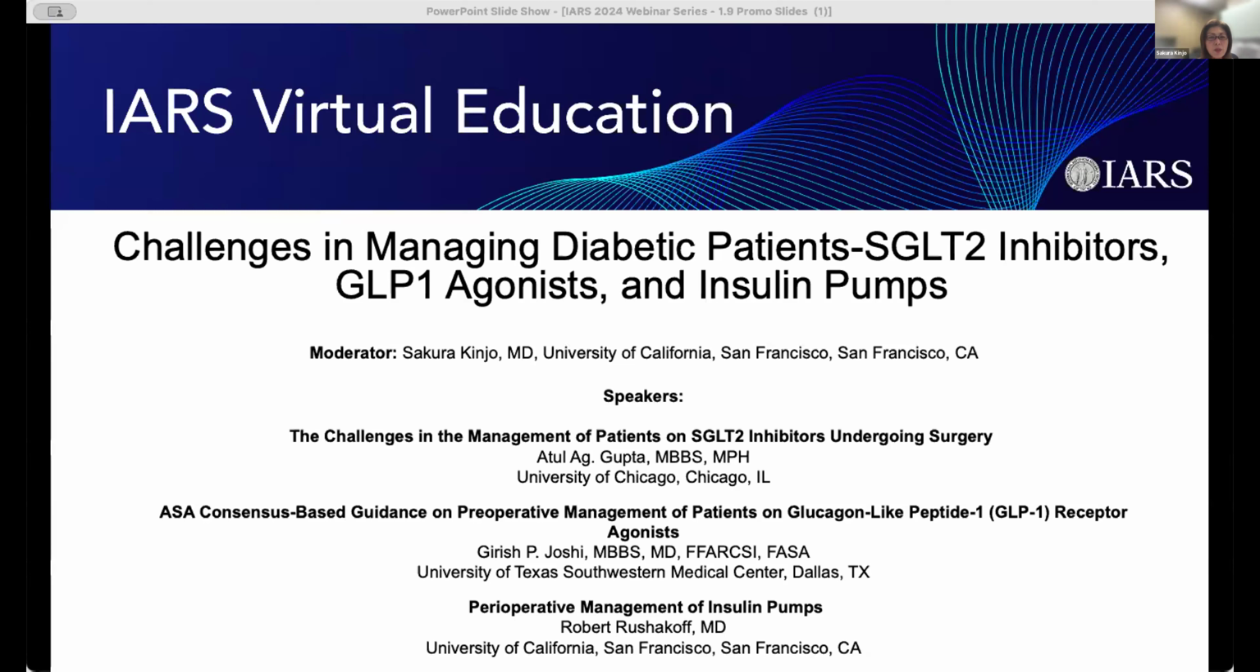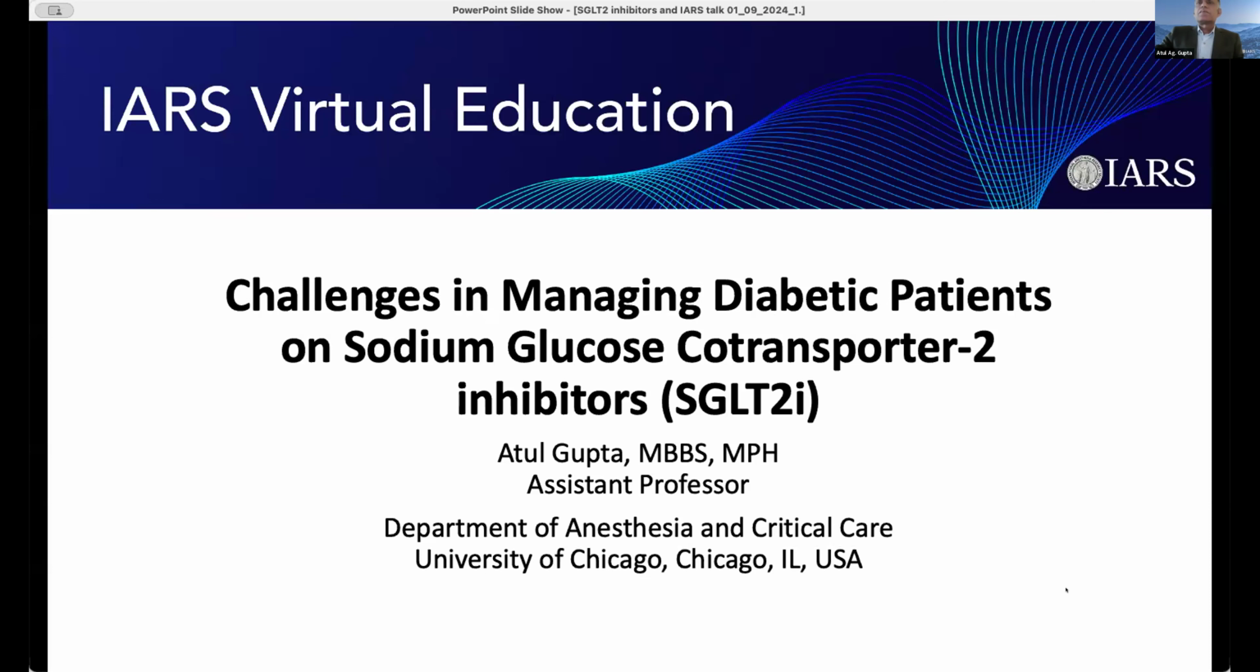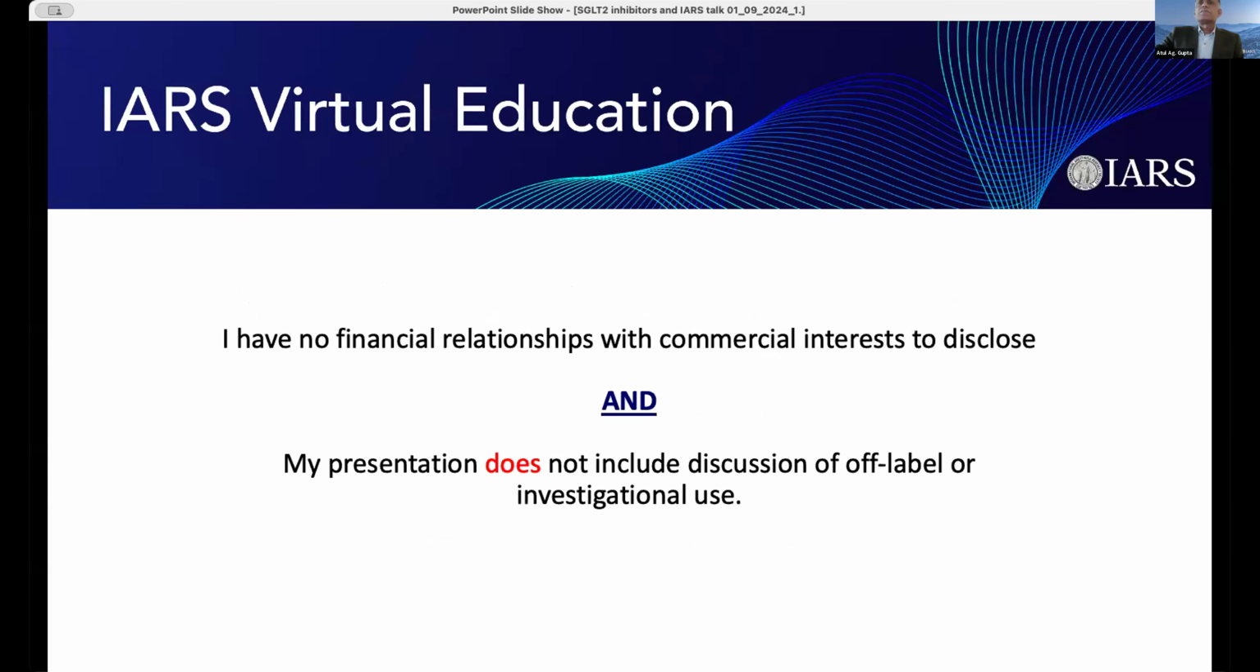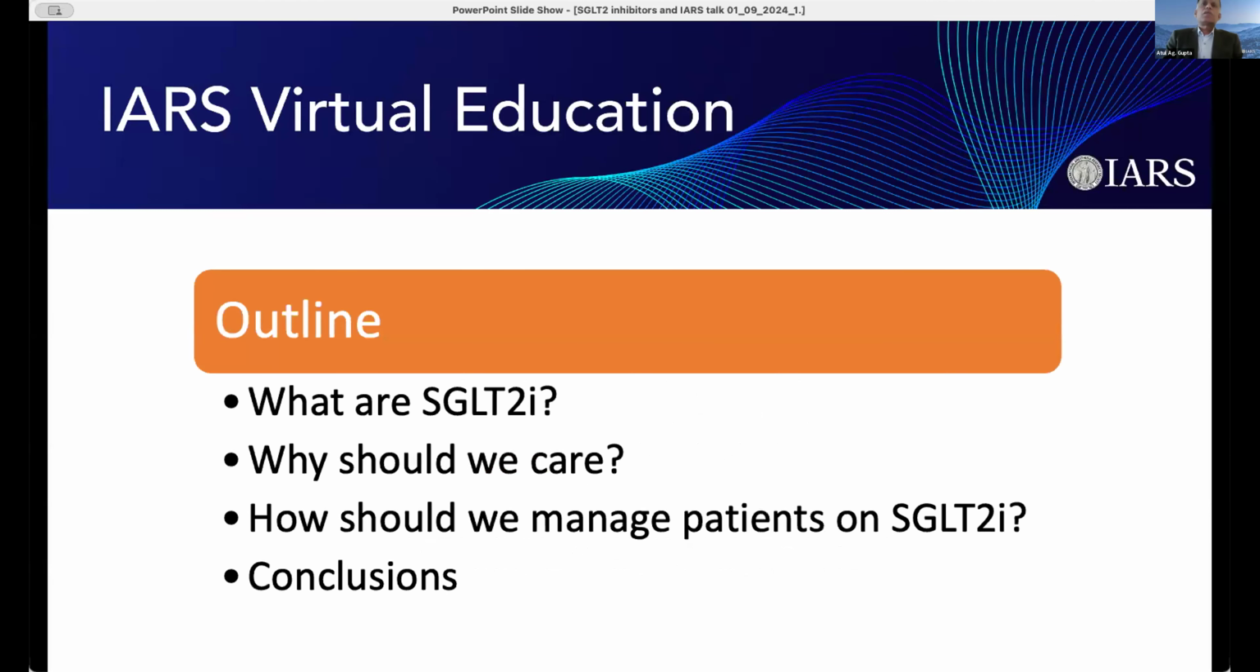The first speaker is Dr. Atul Gupta. So this is the outline that I'm going to be talking about. What are SGLT2 inhibitors? Why should we care? How should we manage the patients who are on SGLT2 inhibitors? And the conclusions.